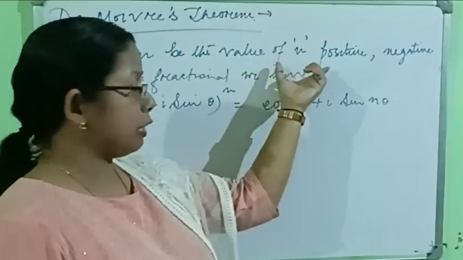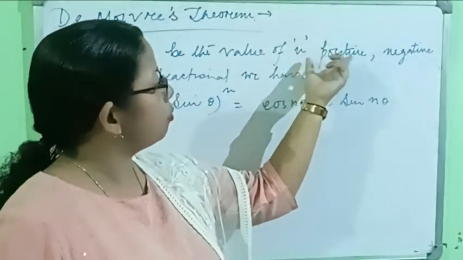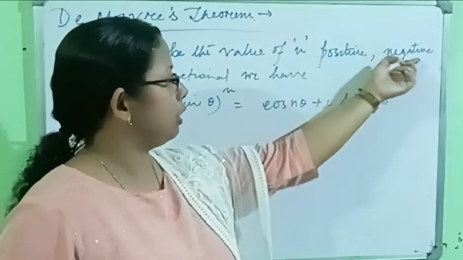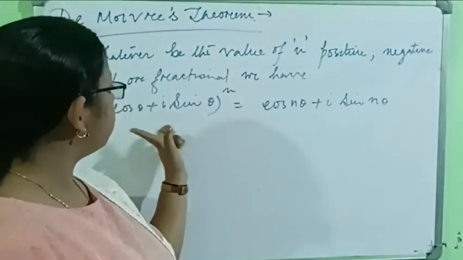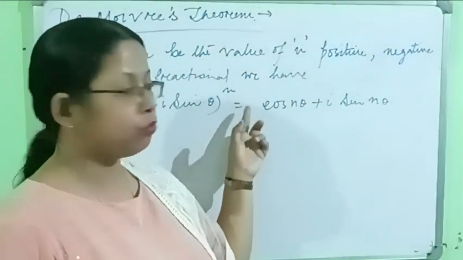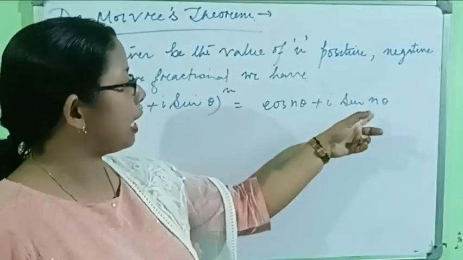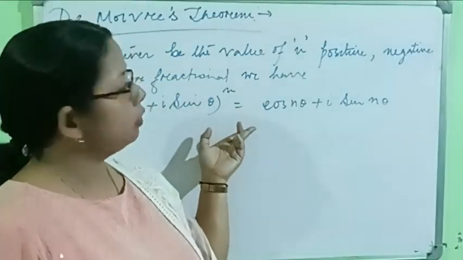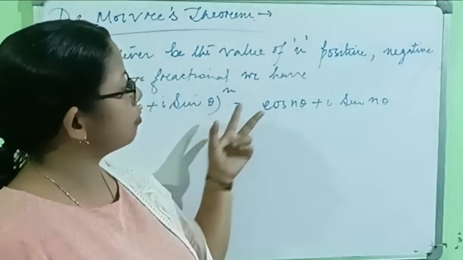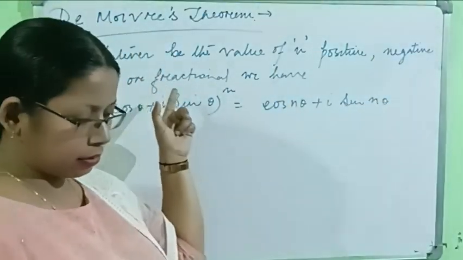As per the statement of De Moivre's theorem, if n is any number, positive, negative, integral or fractional, we have (cos theta plus i sin theta) to the power n is equal to cos n theta plus i sin n theta. Now we are going to prove this theorem in 3 cases. First for positive, second for negative, and third for fractional.